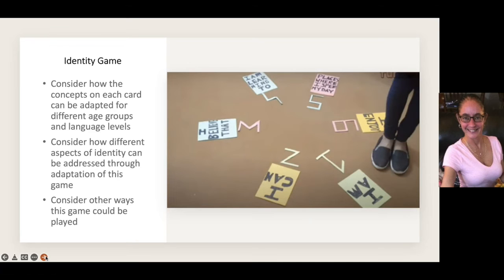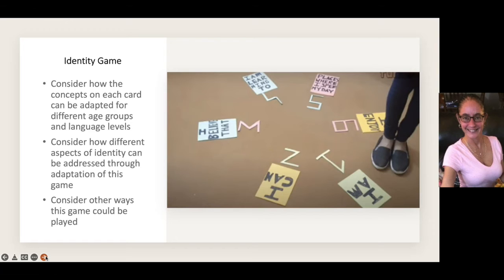The same thing could be done by creating a handout and you just have students working in groups. It also could be something so simple as making a large poster and having students create a showcase, and they look and come to know each other. So it could be adapted in many ways. But consider how these concepts could be adapted for different age groups and different language levels.